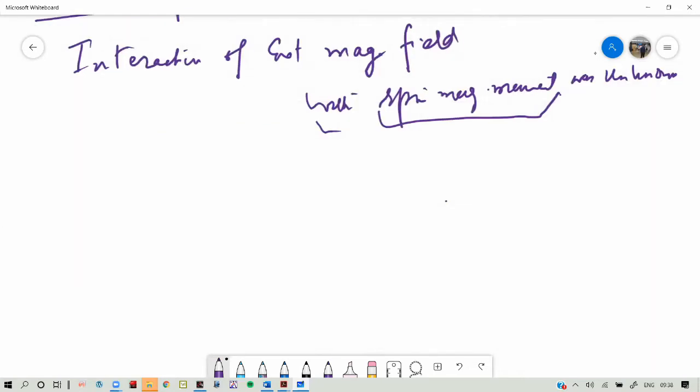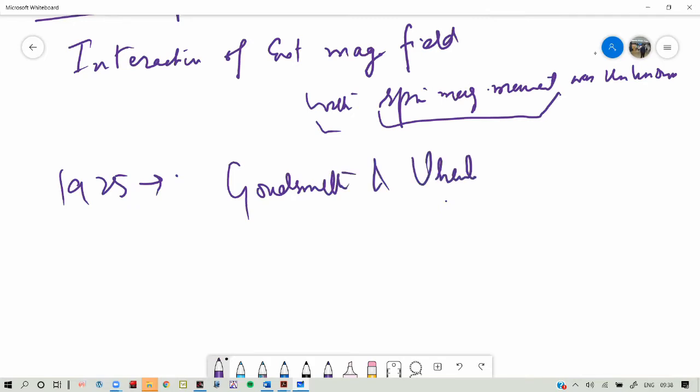To remove these drawbacks from the theory, in 1925 Goudsmit and Uhlenbeck proposed that an electron must be looked upon as a charged sphere. So the electron must be seen as a charged sphere spinning about its own axis.